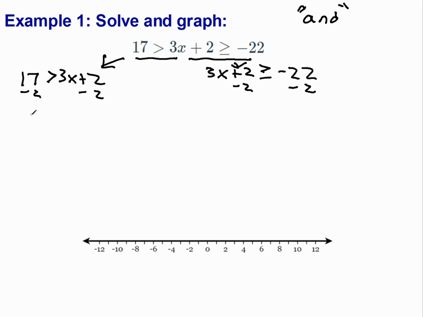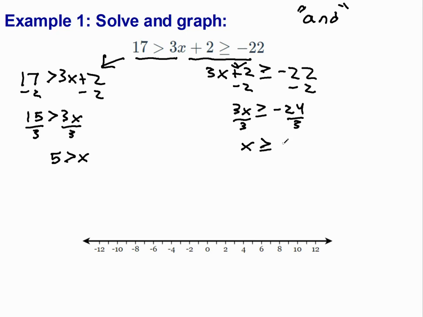Subtracting 2 all around gets me 15 is greater than 3x. And over here it gets me 3x is greater than or equal to negative 24. Then I got to get rid of this 3, so I'm going to divide by 3 everywhere. Over here that gets me 5 is greater than x. And over here it gets me x is greater than or equal to negative 8.